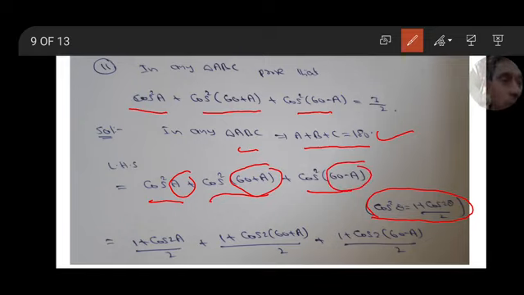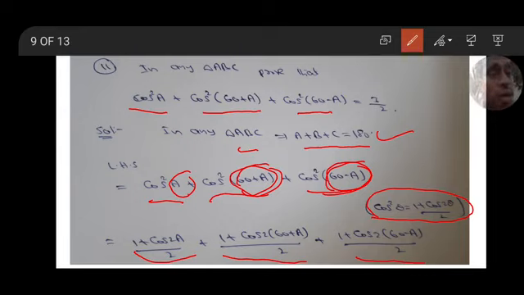All three terms are in the form of cos square theta. We have to substitute cos square theta equal to 1 plus cos 2 theta by 2. That is cos square a plus cos square (60 plus a) plus cos square (60 minus a). Cos square a means 1 plus cos 2a by 2, here theta equal to a. And here cos square (60 plus a) is 1 plus cos 2 into (60 plus a) by 2, and cos square (60 minus a) is 1 plus cos 2 into (60 minus a) by 2.